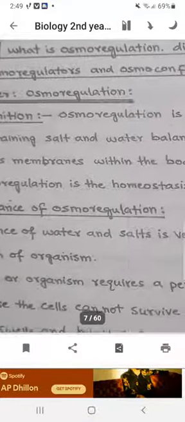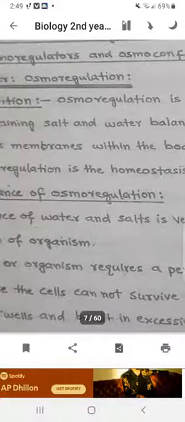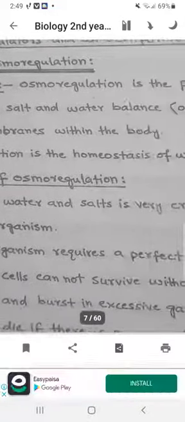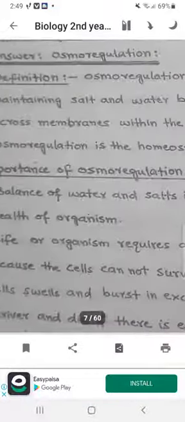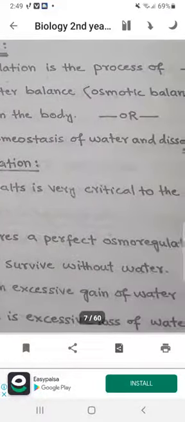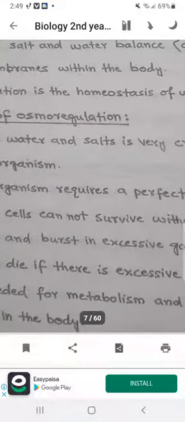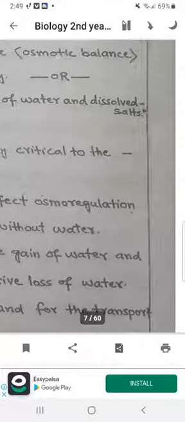Answer. Osmoregulation definition. Osmoregulation is the process of maintaining salt and water balance, osmotic balance, across membranes within the body. Or osmoregulation is the homeostasis of water and dissolved salts.